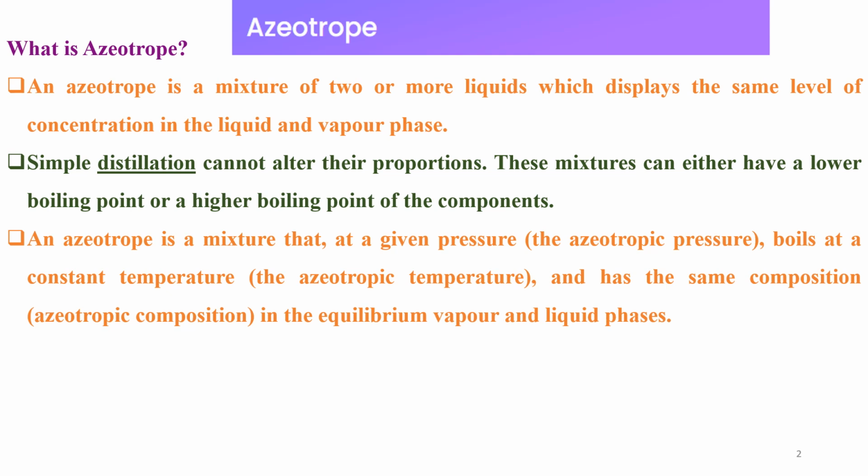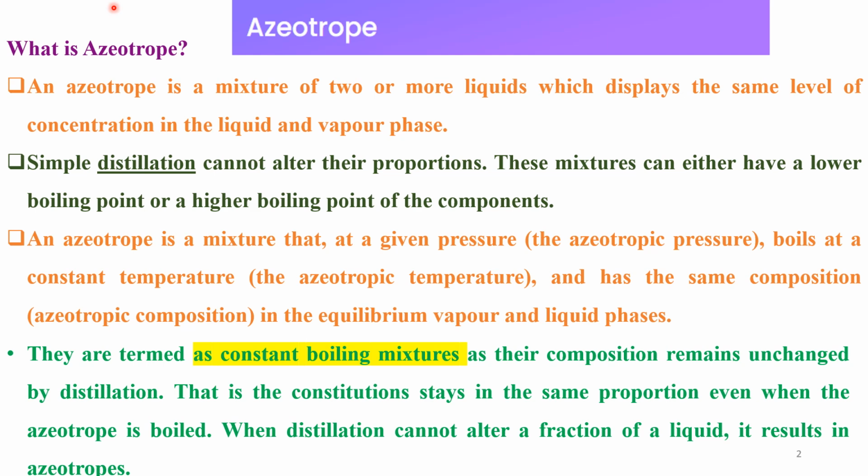An azeotrope is a special mixture of two or more liquids, and it behaves like a single substance, displaying the same concentration in the liquid and vapor phase. So it boils at a constant temperature, and the vapor also has the same composition as the liquid. So it cannot be separated by normal separation. Simple distillation cannot alter their properties.